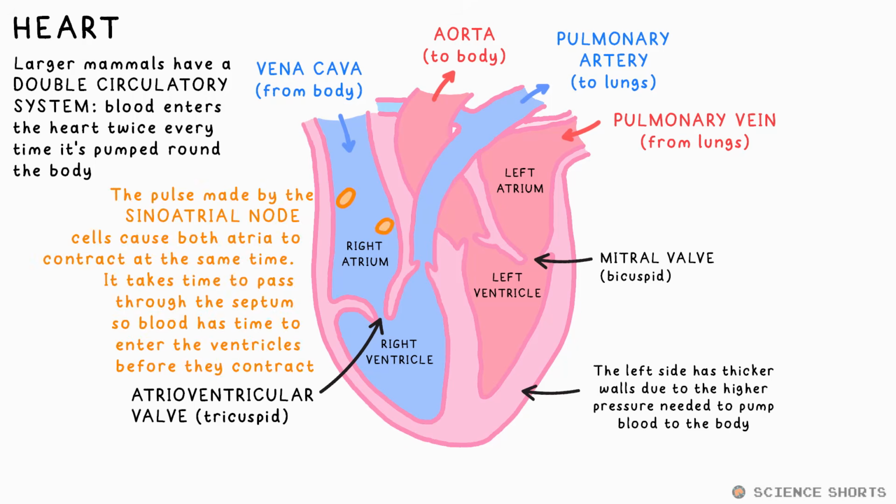The heart contracts at the start of a beat due to the sinoatrial node, pacemaker cells that produce a PD, a voltage. Both atria contract at the same time. This wave takes a moment to pass through the septum to the ventricles to trigger the atrioventricular node to cause the ventricles to contract. If it was instant, blood wouldn't have time to move through the valves.